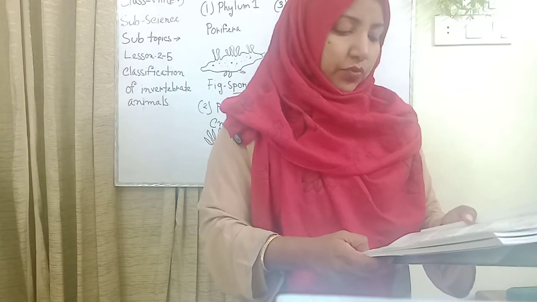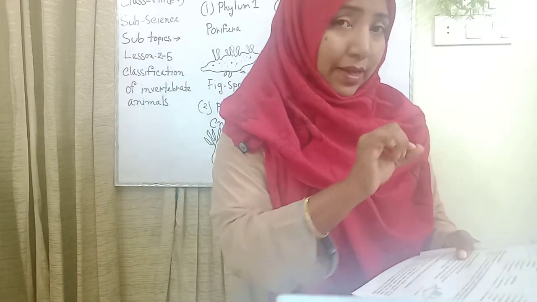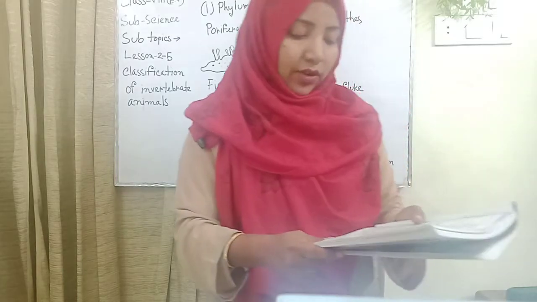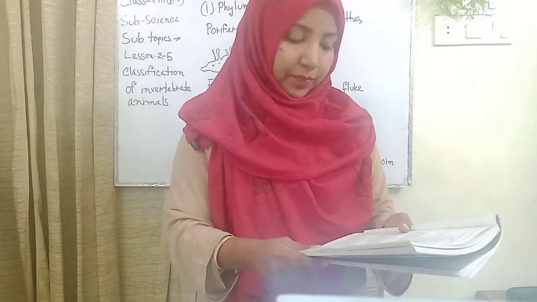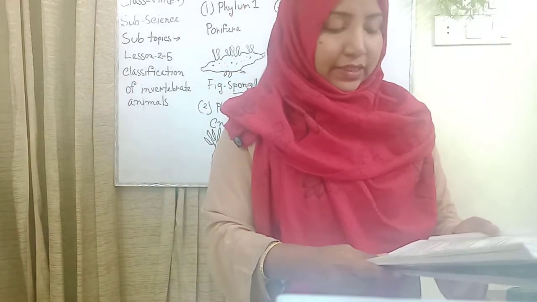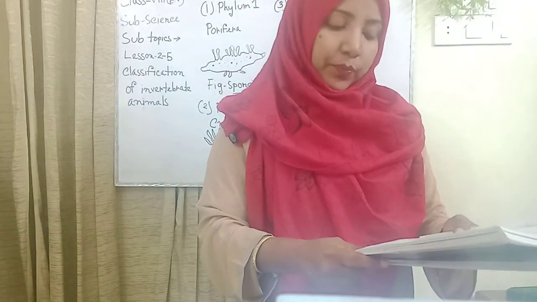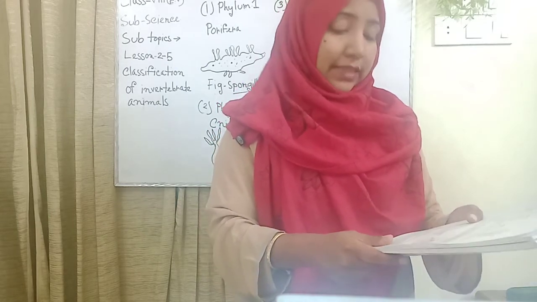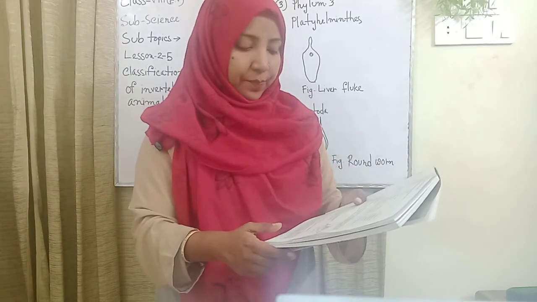Through these pores, food and oxygen enter into the body. Please, everyone, remark this line. The third characteristic is that there is no compact tissue, organ and organ system. Examples are Spongilla and Scypha.